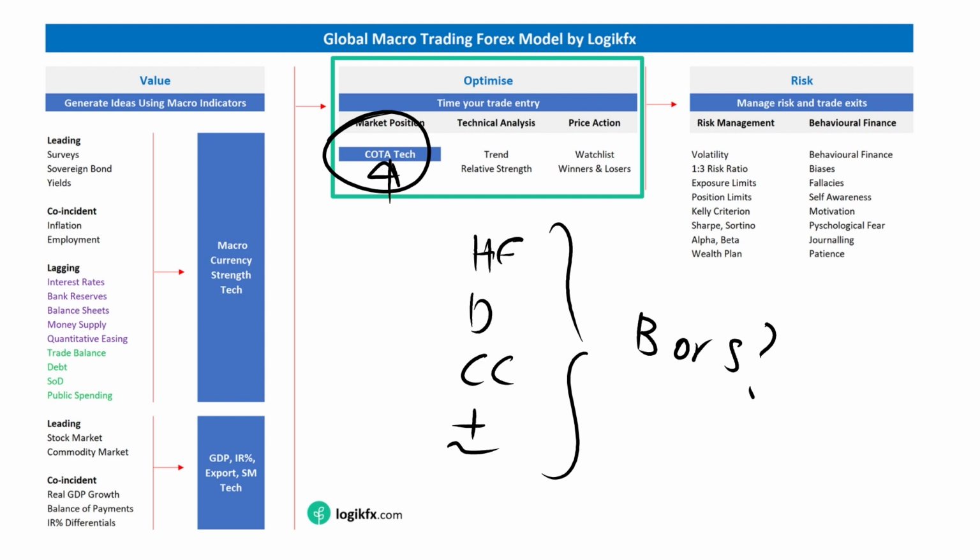This will guarantee you filtering your trades much better than if you didn't use this report.